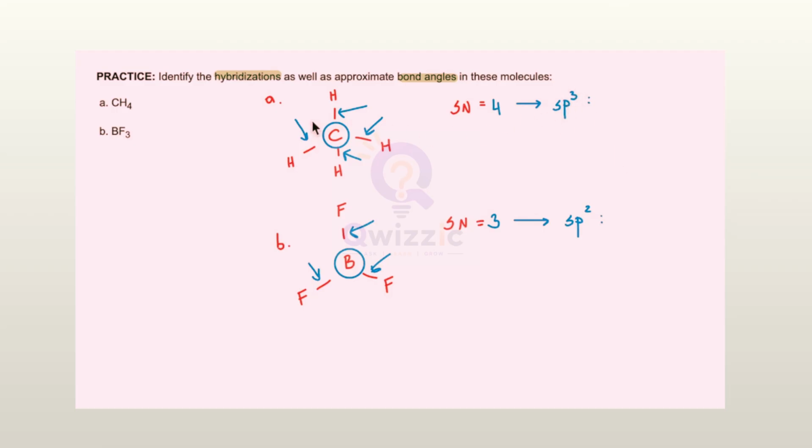sp3 means that we have tetrahedral geometry with bond angles of approximately 109.5 degrees, and sp2 corresponds to trigonal planar geometry with bond angles of 120 degrees. So those would be our answers.